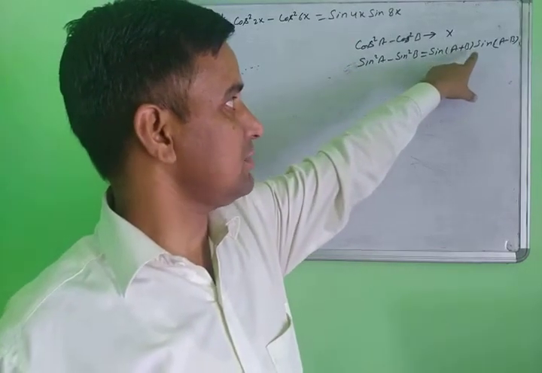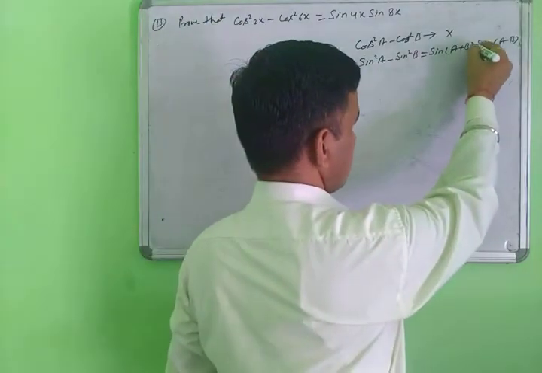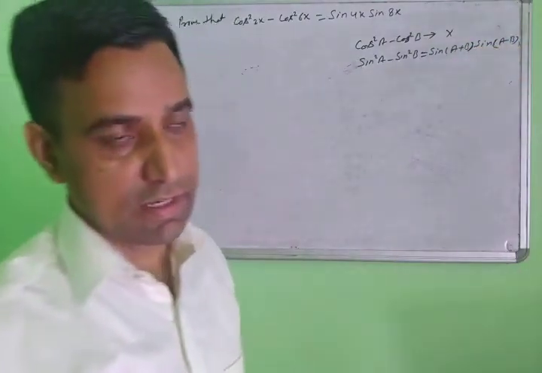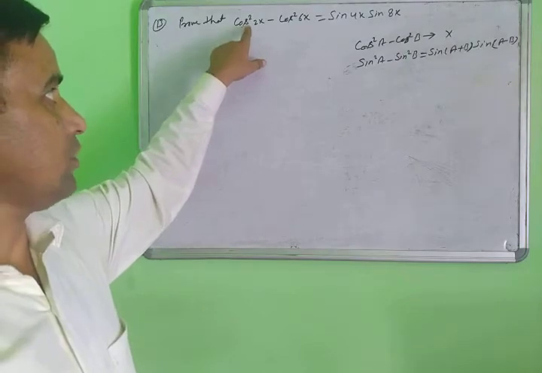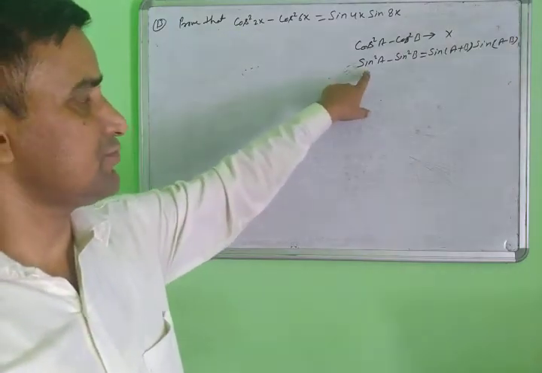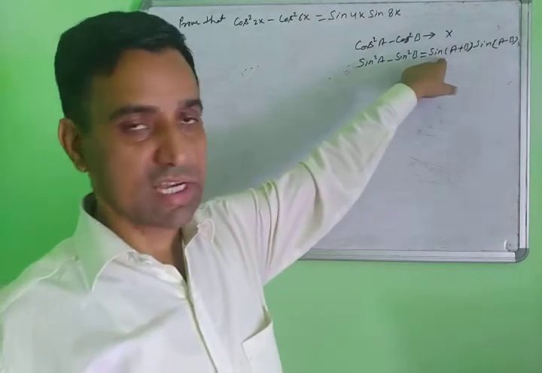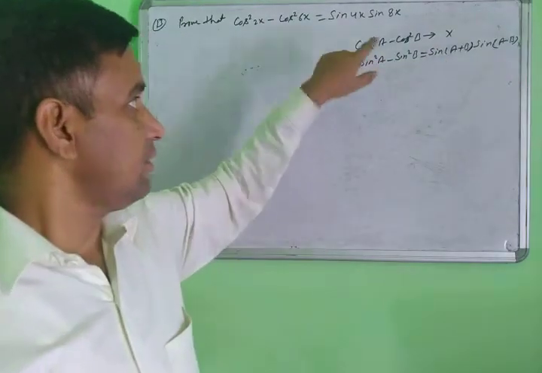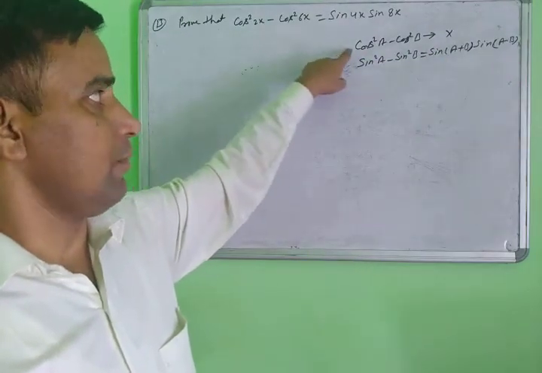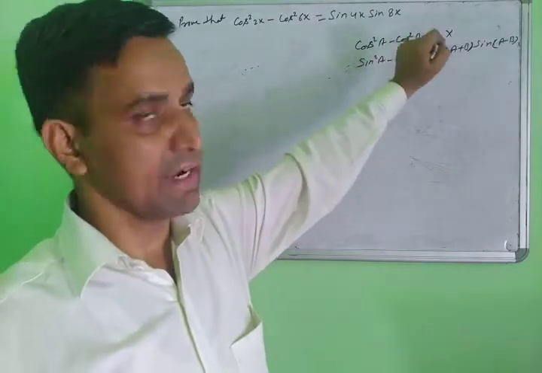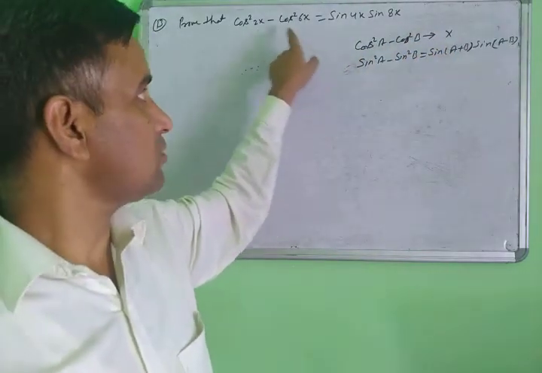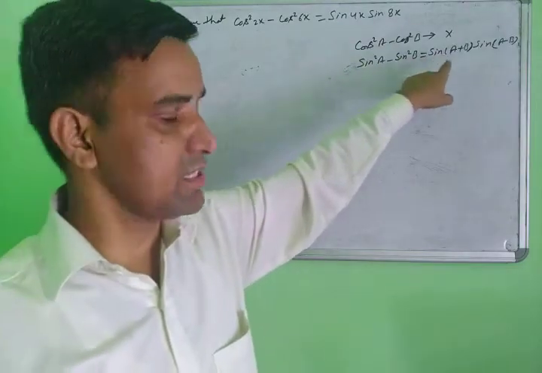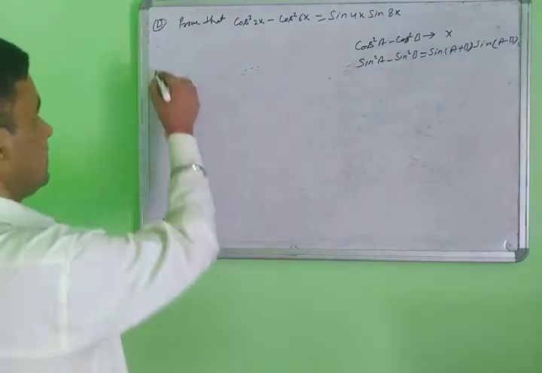It means sin (a plus b) multiplied by sin (a minus b). So first of all, you convert this question into this form, then use this identity and get the answer. Directly you will not solve it in this form, because you have the identity only in the sine form. So first you convert to sine, then you get the answer. Yes, now write here the LHS part.